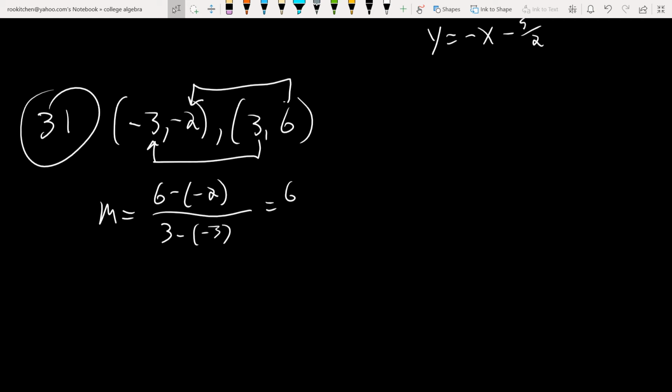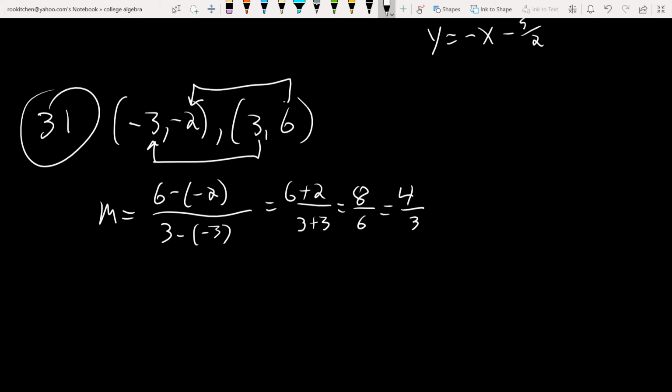Okay, so the top will be 6 plus 2. The bottom is 3 plus 3. That'll be 8 over 6. Simplify it before you use it, because complexity snowballs sometimes. If you've got something complicated and you start using it, things will just get more and more complicated as you go. So simplify, okay?